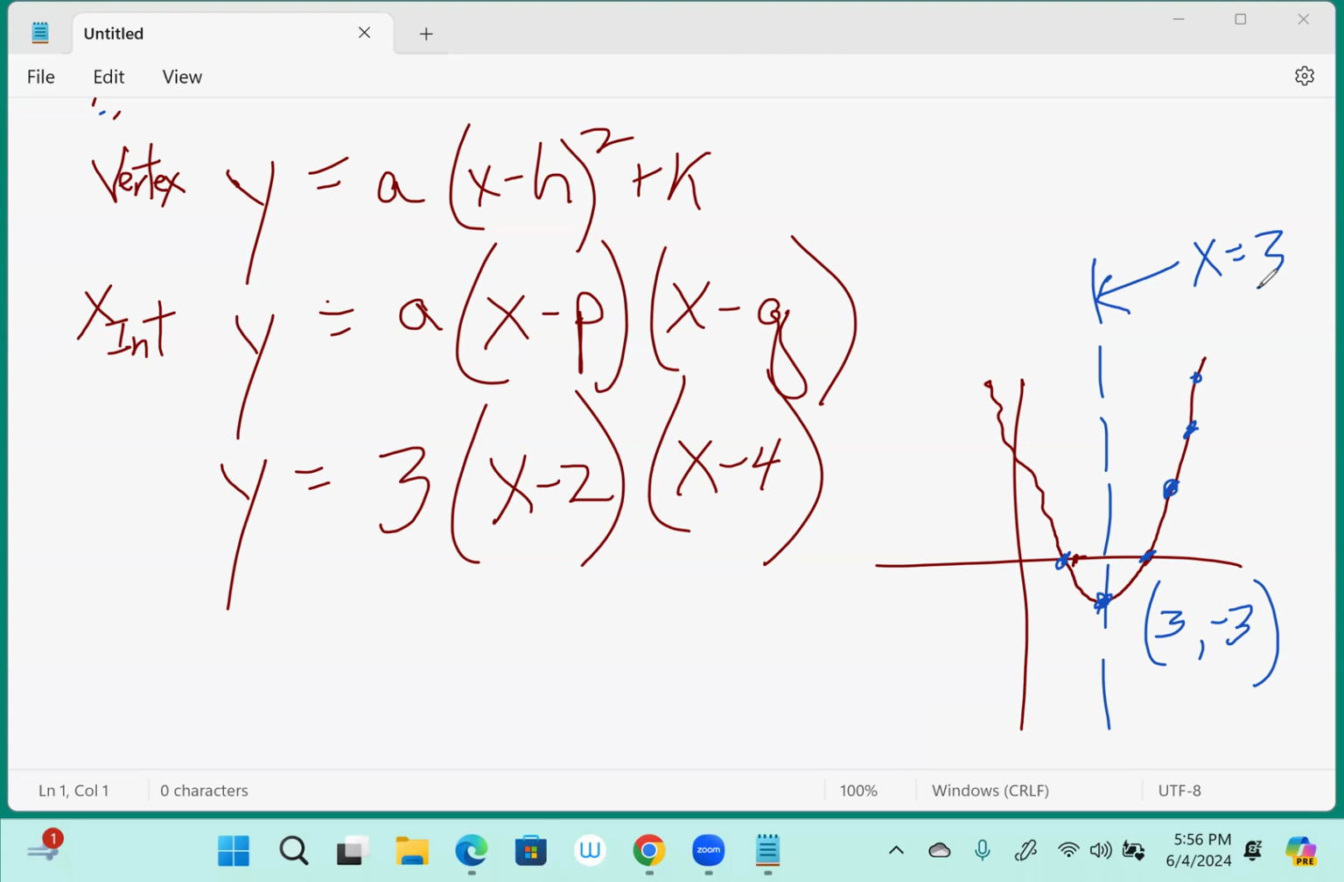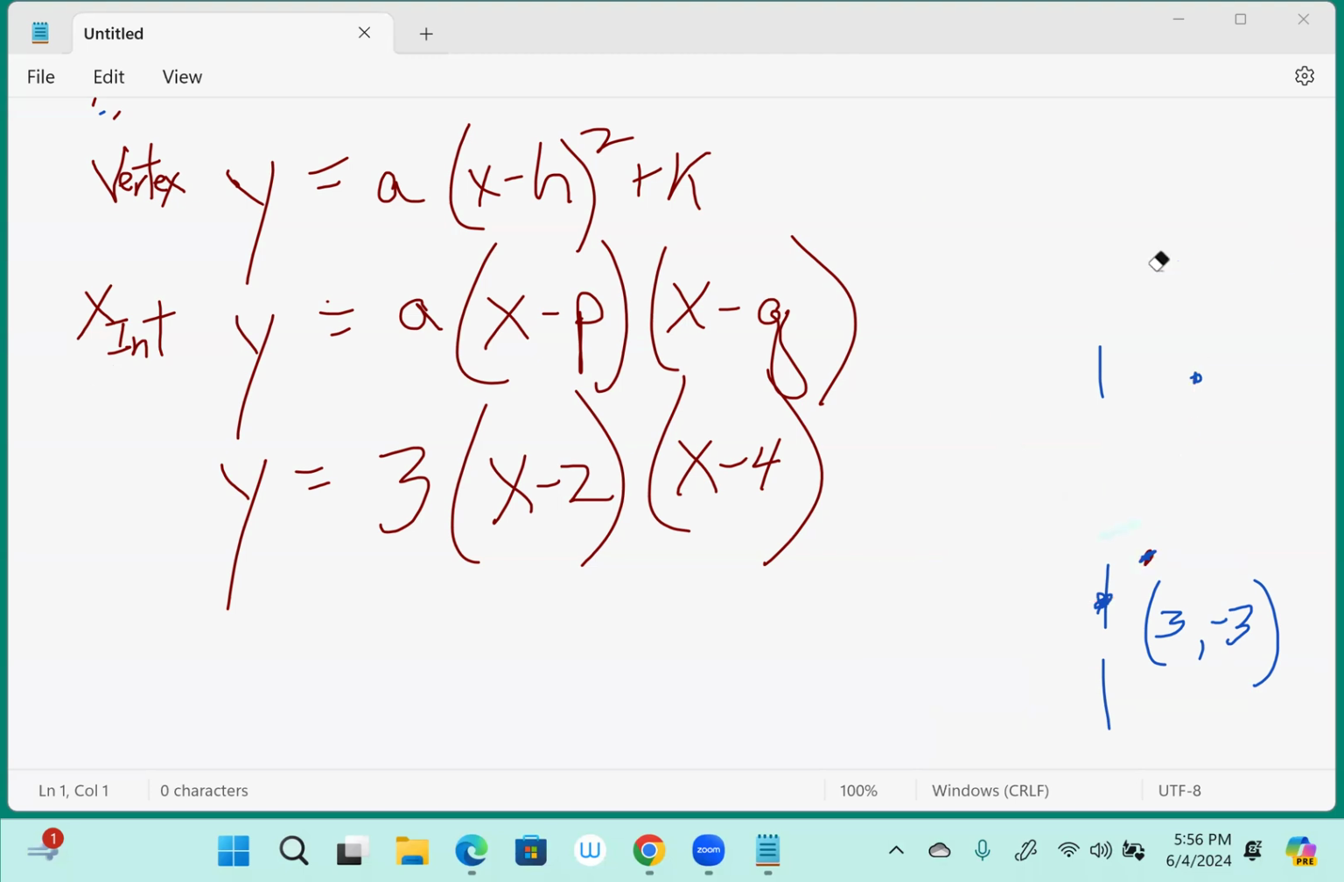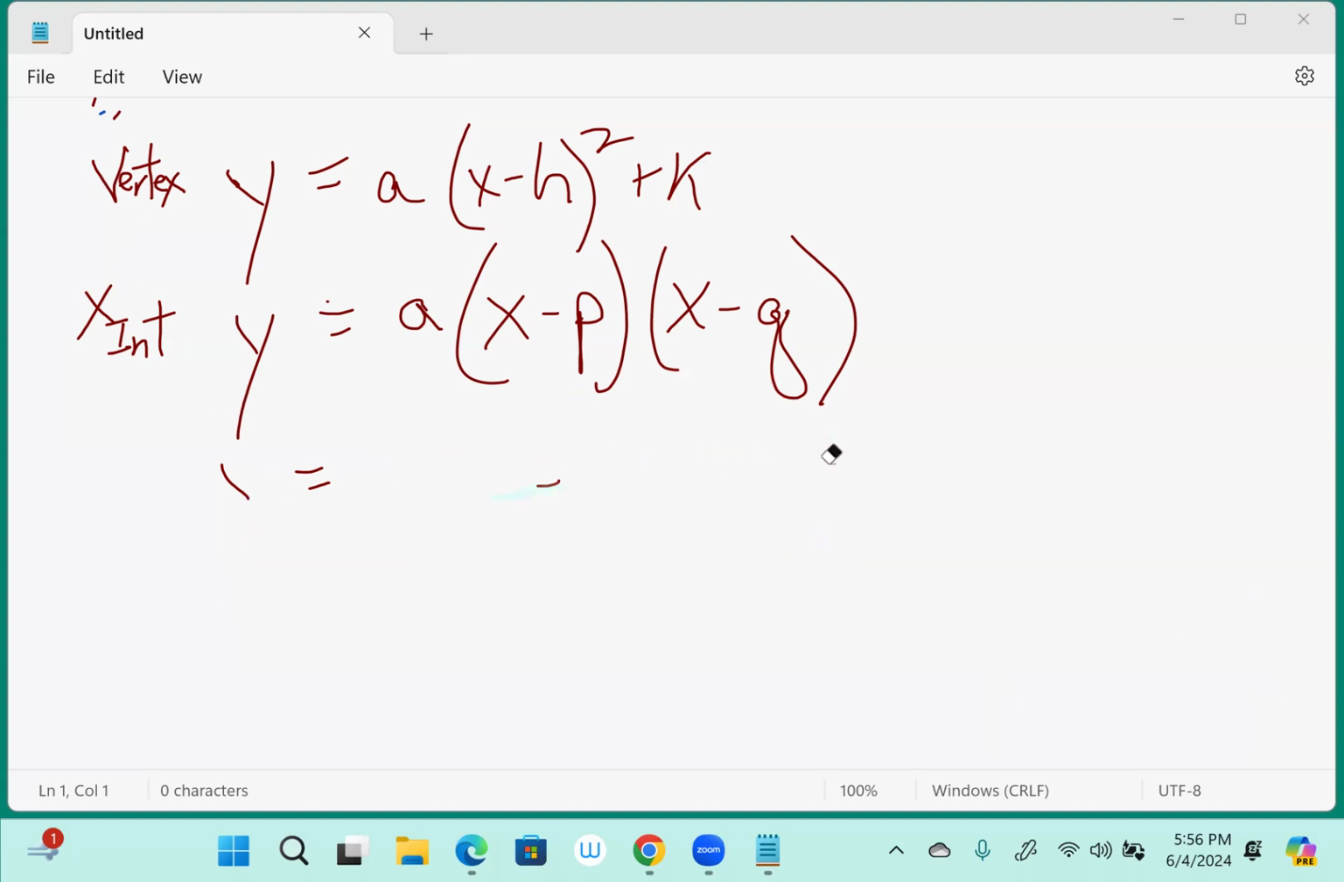So if you get your equation in vertex format, you can go to work on it. If you get your equation in x-intercept, you can go to work on it. But what they'll frequently do is give you the equation in standard format. Let me show you how to handle that.